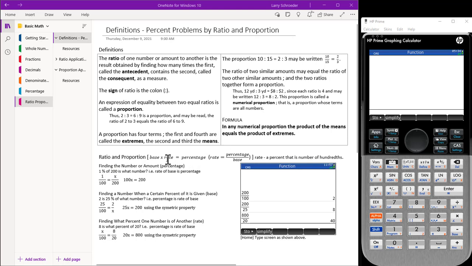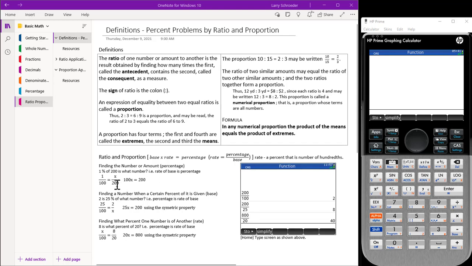The base times the rate is equal to percentage. Solving this problem for rate, we would have that rate is equal to percentage over base. Rate is going to be in terms of percent. We have the rate over 100%, 25% over 100%, and x over 100%. The percentage over the base would be x over 200, 2 over x, 8 over 20.